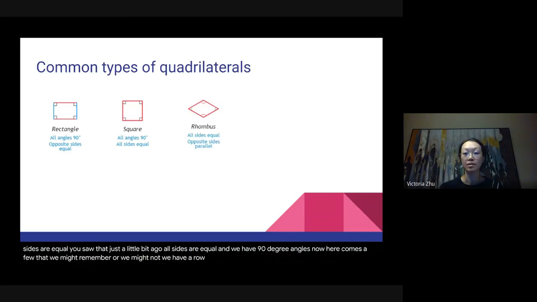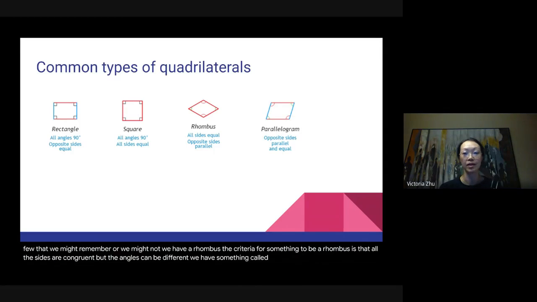We have a rhombus. The criteria for something to be a rhombus is that all the sides are congruent, but the angles can be different. We have something called a parallelogram. That's where all the opposite sides are parallel, but the angles can be different.